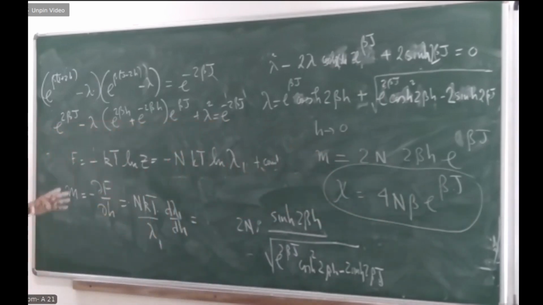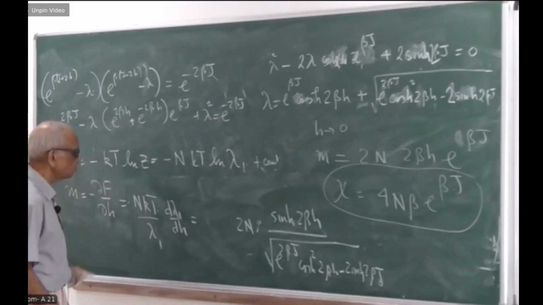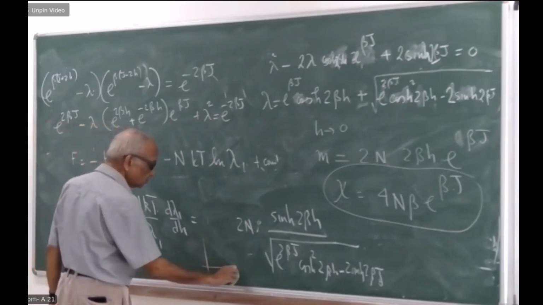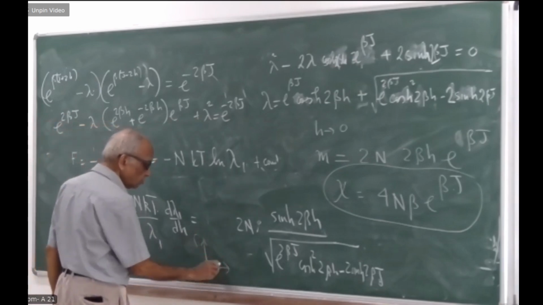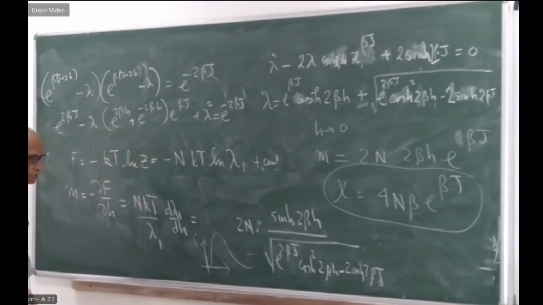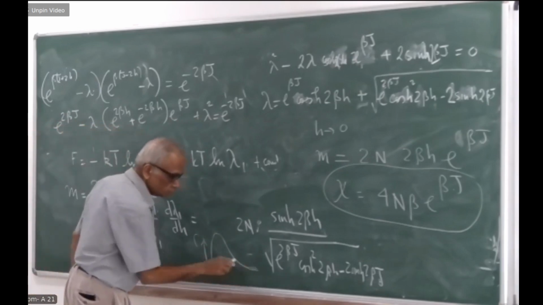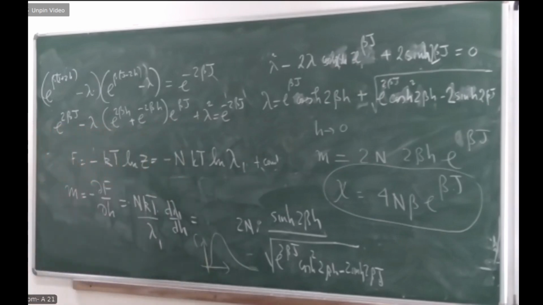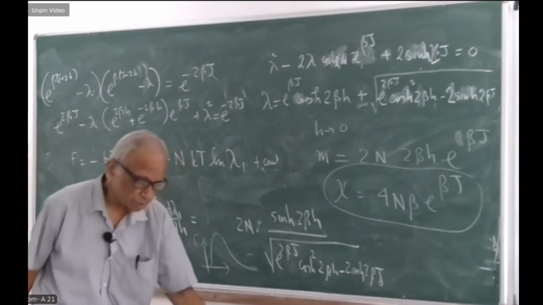The specific heat can be obtained by taking two derivatives of this free energy over here, and if you calculate it, it would look something like this. So there is a peak at a finite temperature. So all right, we know the thermodynamic properties.